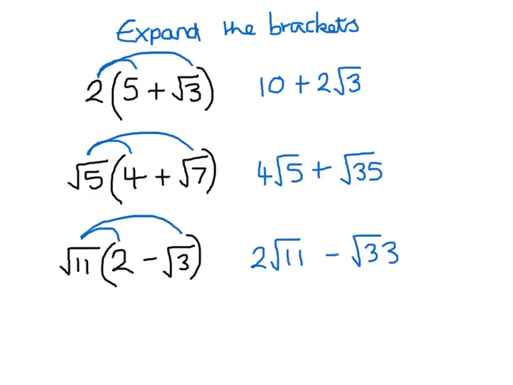And again, there's nothing we can do. We can't simplify it. This is the square root of 11, this is the square root of 33, and we can't put those two things together. We could try and simplify the square root of 33, but there's nothing we can do. It won't simplify down. So we have to leave those two things separate, so we can't simplify them.